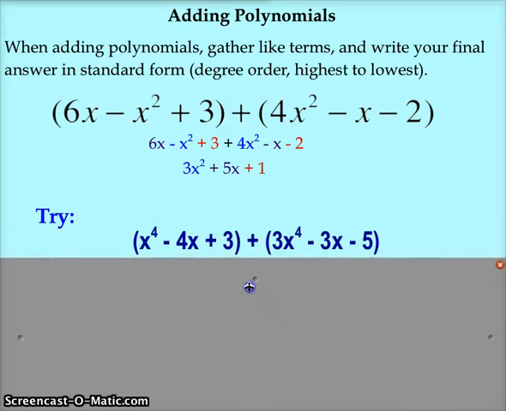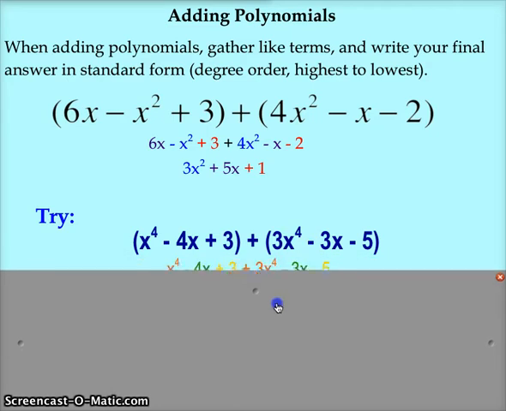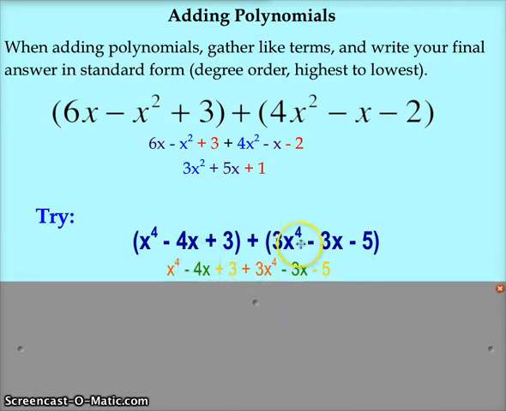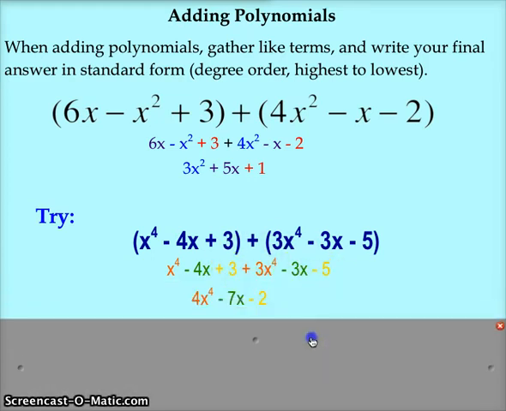You try an example. x to the fourth minus 4x plus 3, plus 3x to the fourth minus 3x minus 5. You can pause the video here. You should have combined x to the fourth and 3x to the fourth, making that 4x to the fourth. Negative 4x and negative 3x, giving you negative 7x, and 3 with negative 5, giving you negative 2. Hopefully you started doing this in degree order, and if you didn't, you can always just switch things around so that they're written in standard form.